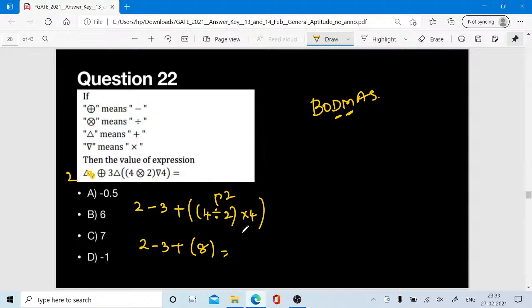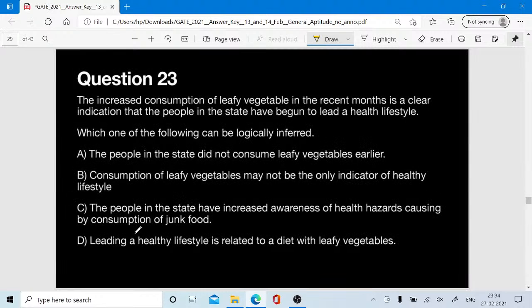So this is 2 minus 3, which is minus 1. Minus 1 plus 8, okay? Because addition then subtraction, or else you can do it anyways. Minus 1 plus 8, because this was in bracket. 2 minus 3 minus 1 plus 8. 7 is the right answer. 8 plus minus 1, or else, yes, 7 is going to be the right answer. Let's see the next question.